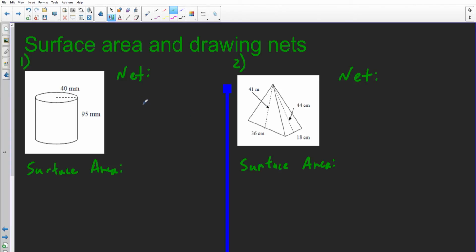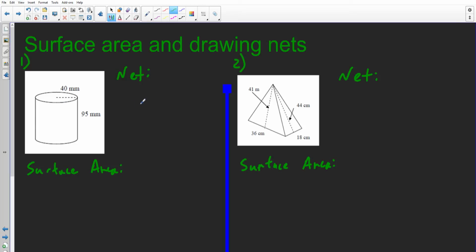All right, so we're going to work on surface area and drawing nets. Now, the first thing we're going to do is draw the nets. So I'm actually going to do it for question 1 and question 2. But all that a net is, if you were to fold one of these 3D shapes into a 2D shape, what would it look like?